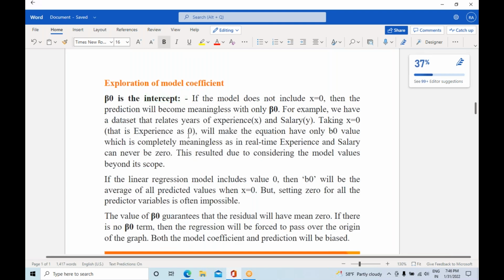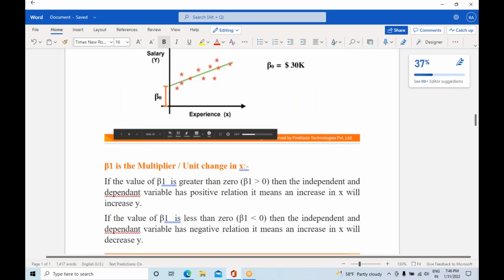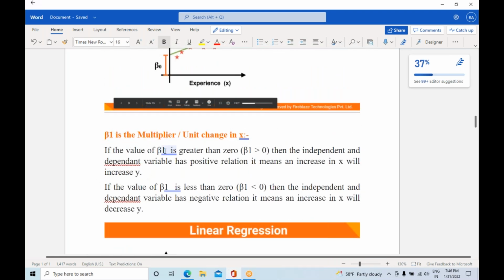Okay, so here beta naught is the intercept. So that's what this particular explanation is. This point represents your intercept value. When coming to beta 1, that's your slope value. I already explained that, you have just gone through it once.